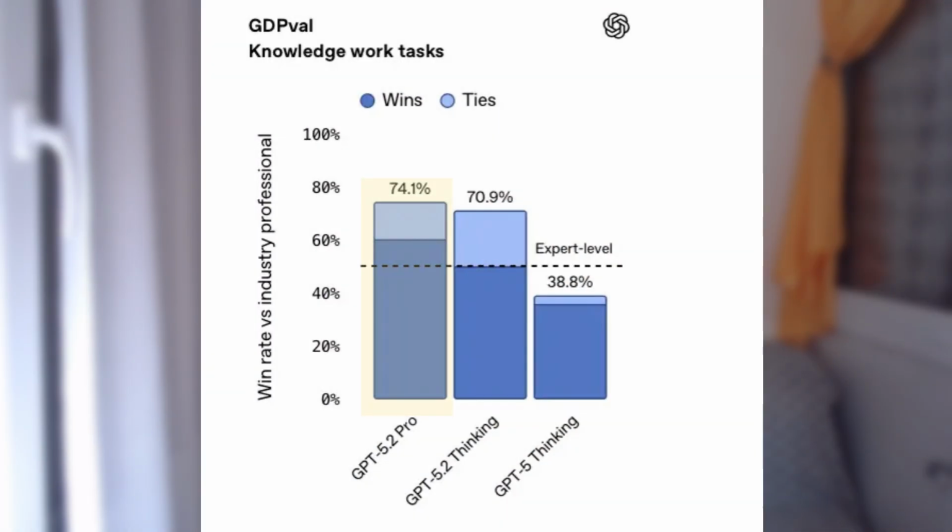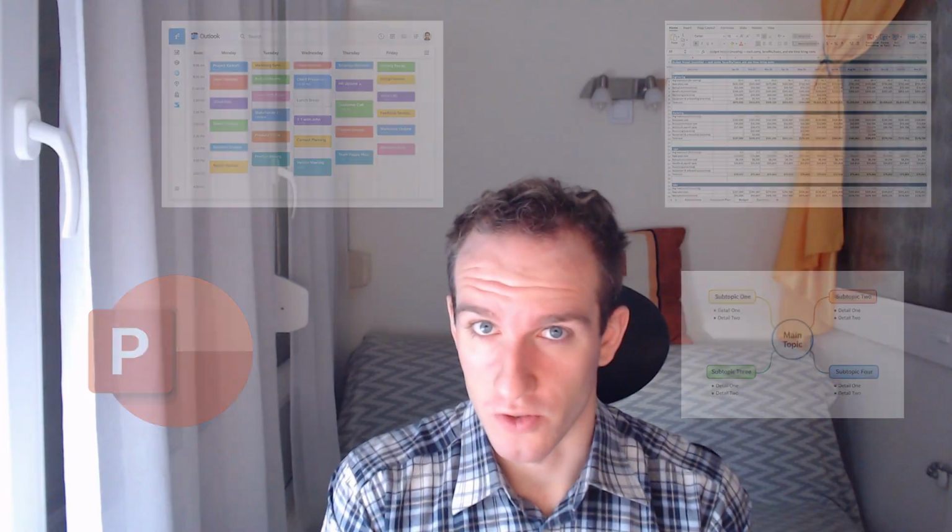Now, I'm going to do one more thing. OpenAI says GPT 5.2 Pro performs better than humans on most knowledge work. Things like sales presentations, spreadsheets, schedules, diagrams, even short videos. So I'm going to test that claim.